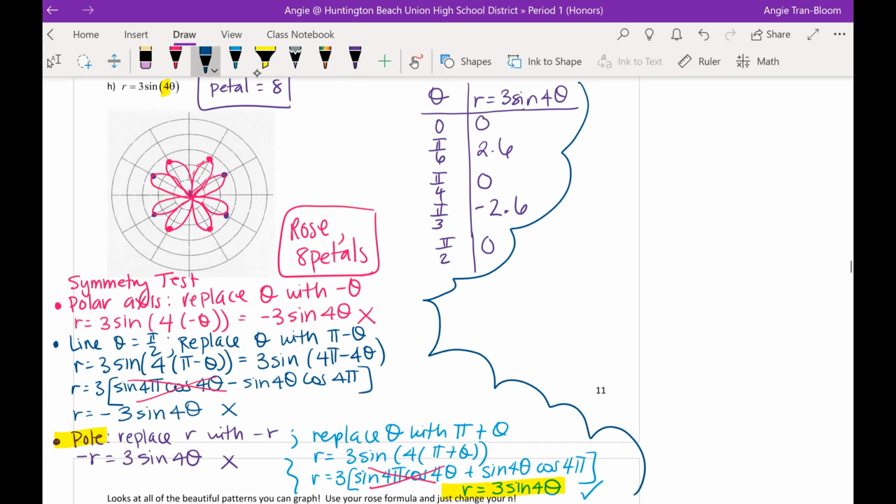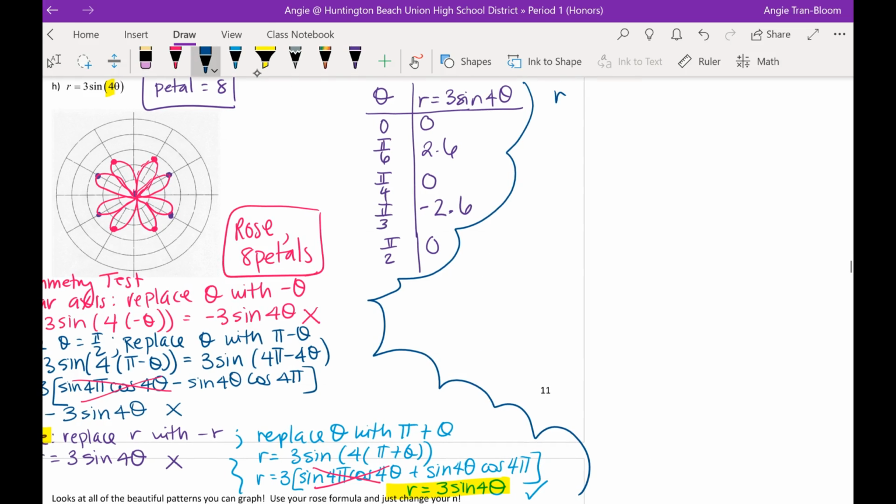Okay, so you are given r equals 3 sine of 4 theta. Is that okay with all of us? I can totally graph this by hand or on your calculator. Would you agree that r is your y, so r goes here. Theta is your input, so that goes right there. Is that still okay?